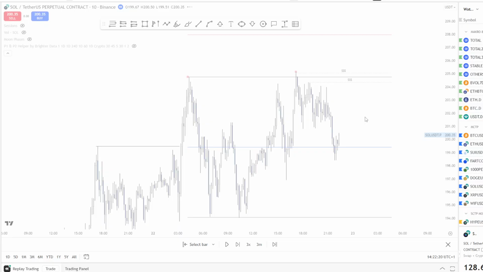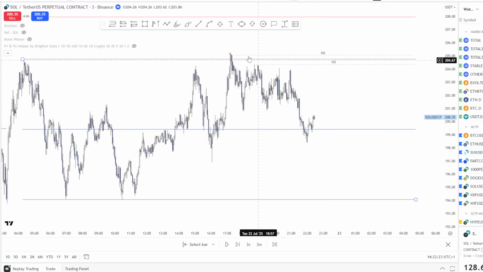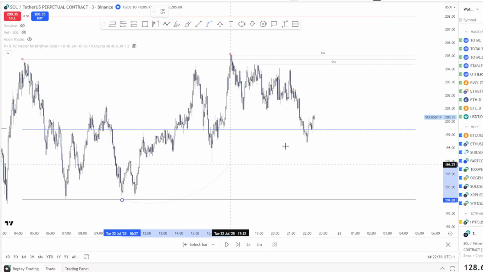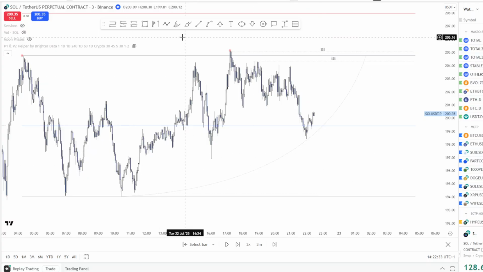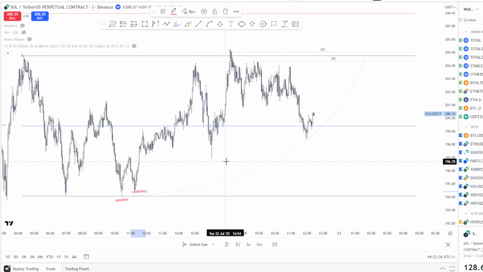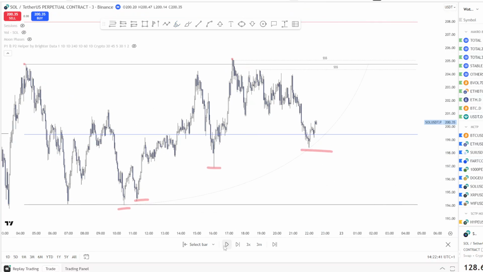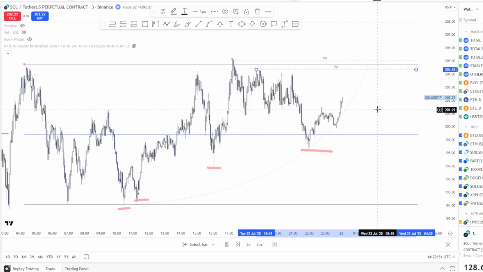So let's see what will happen. We have some nice liquidity here and here. Okay. So 1, 2, 3, 4 high lows. Let's see what happens. So we want a nice constant move up without creating demand. This is important.